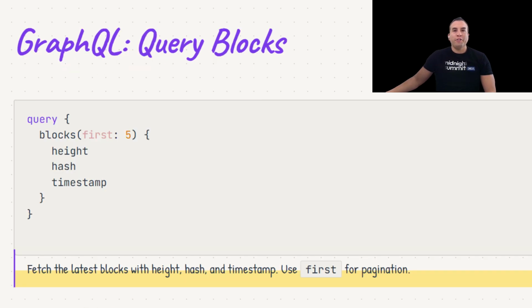Here's your first GraphQL query. This fetches the latest 5 blocks with their heights, hash, and timestamp. Notice how clean it is. You ask for exactly the fields you want, nothing more, nothing less. The first parameter controls pagination, so you can grab 5, 10, 100 blocks at a time. This is the foundation query you will use constantly.